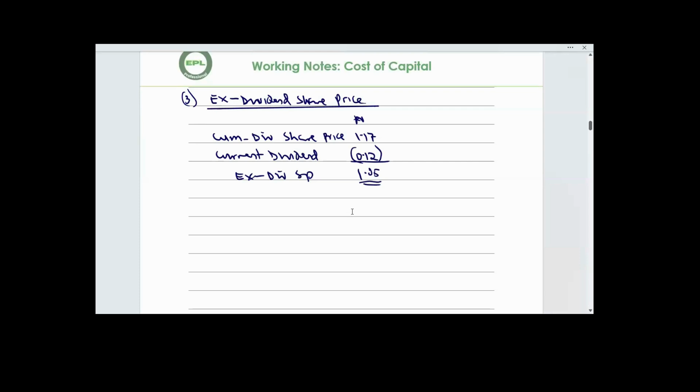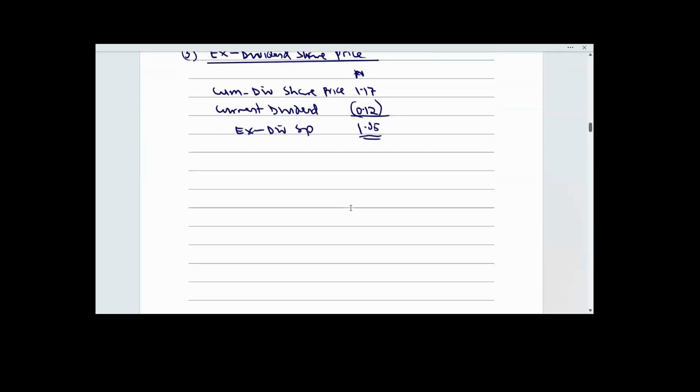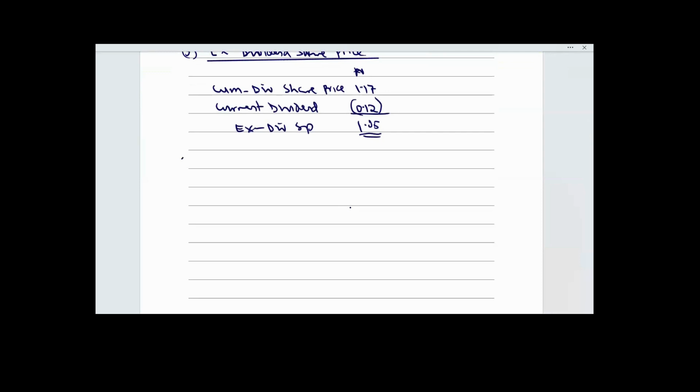Now that we have the ex-div share price, we can then proceed to calculate total market value of equity. Please, if you are using power value, you may not need that. Or again, when we get to use the formula of WACC, we are still going to need the market value. So it's better we just do our working once and for all. Working number 4, I want to calculate market value.